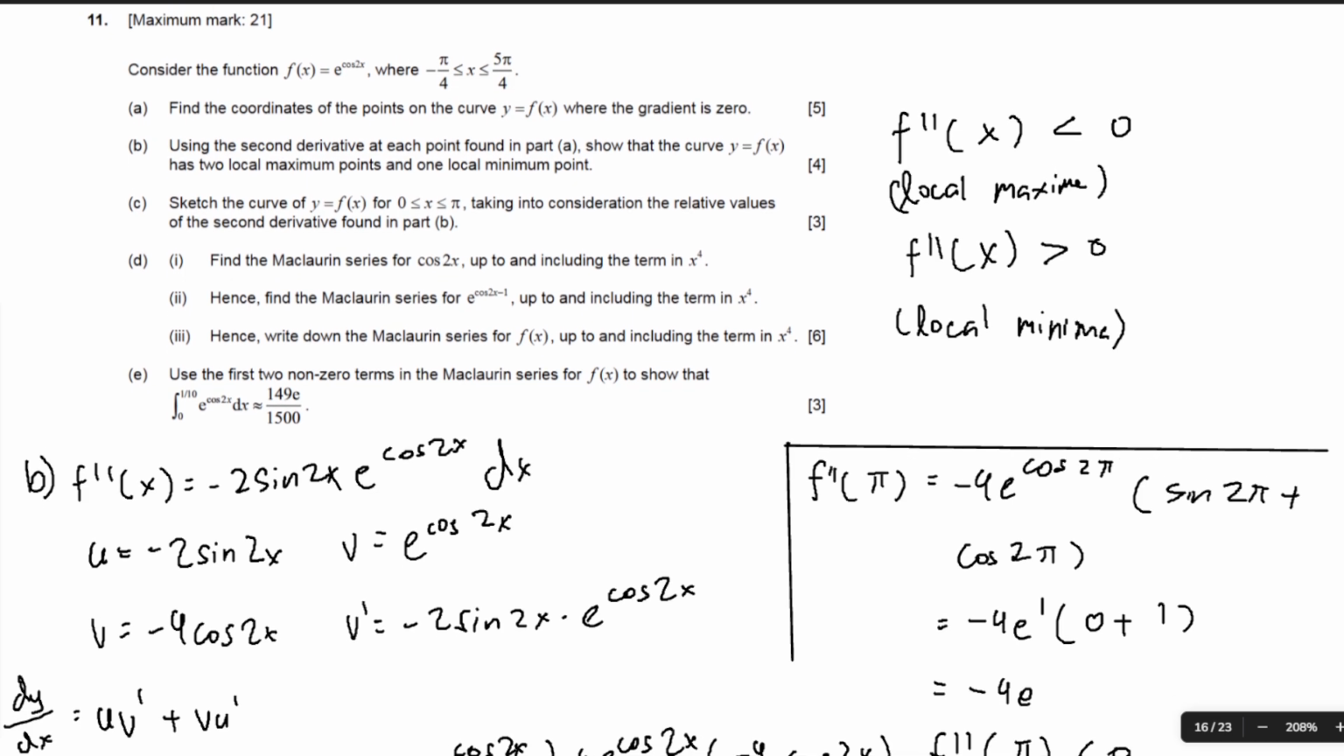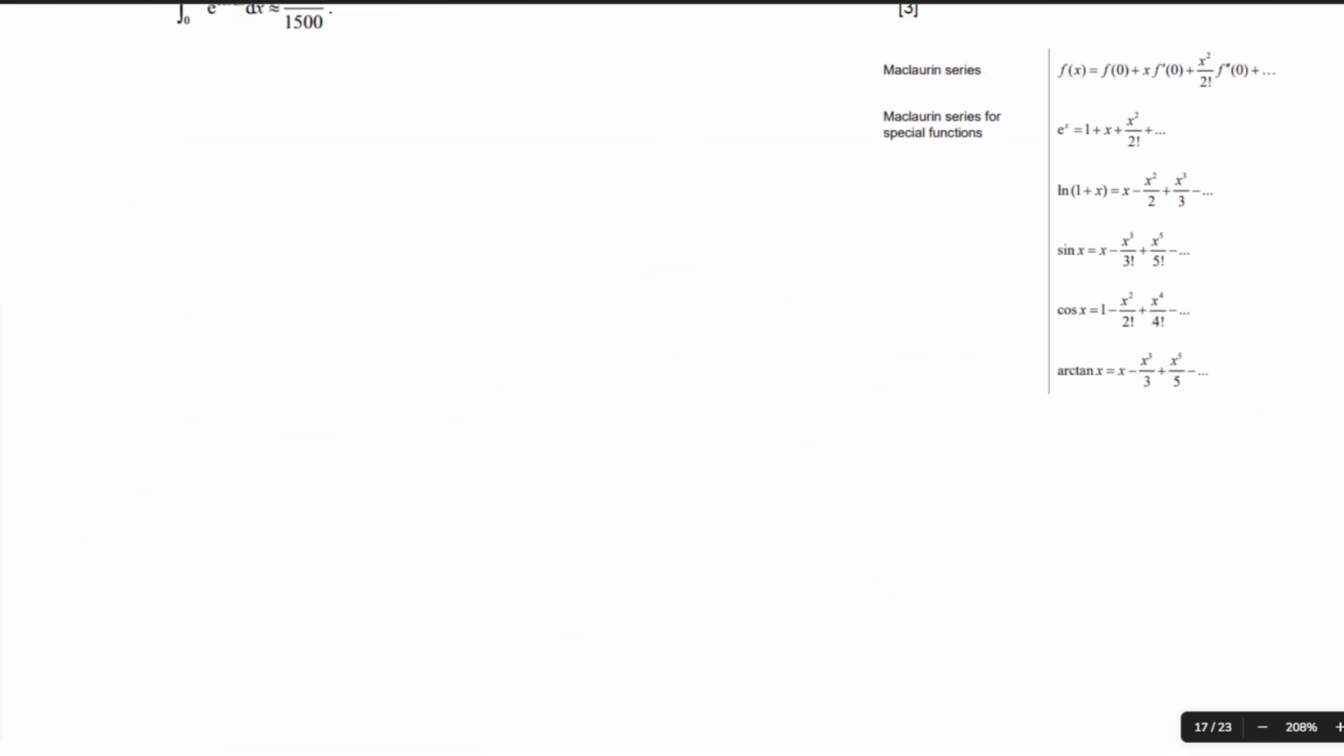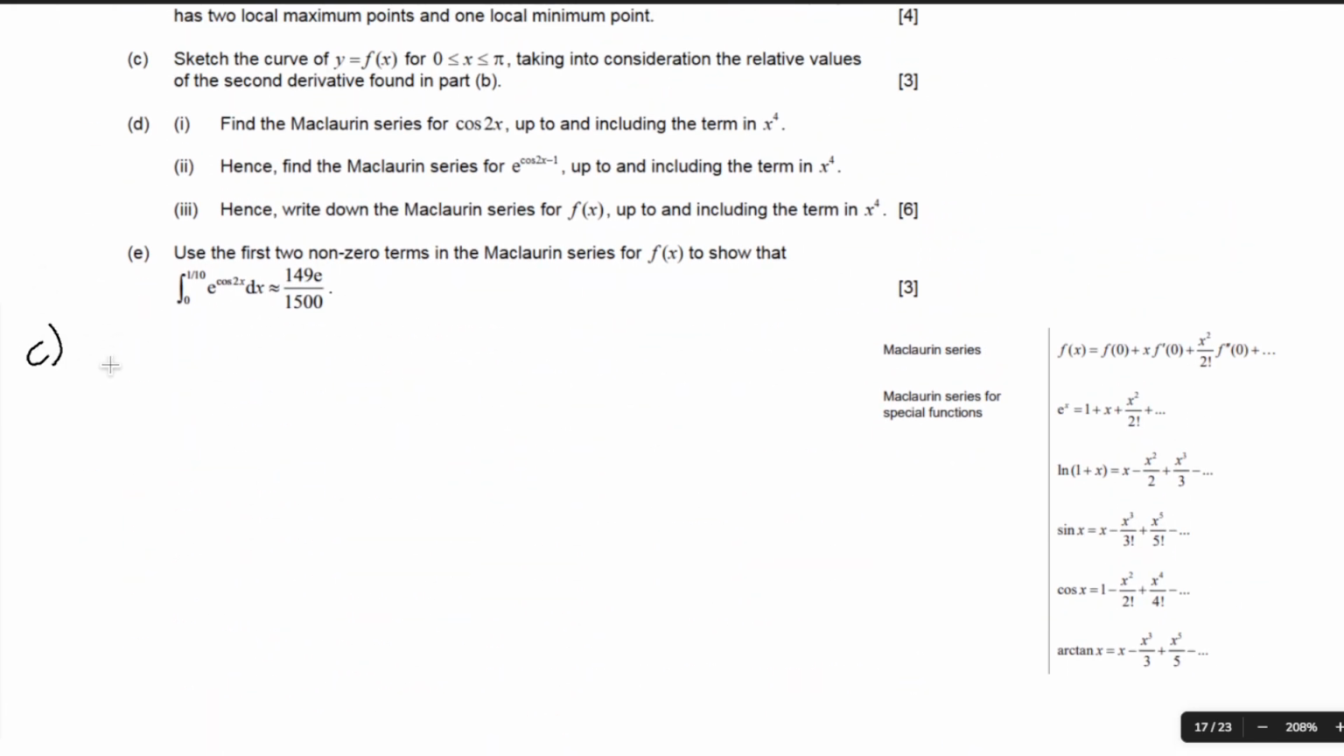Now we have to sketch the curve for y equals f of x for x between 0 and pi, taking into consideration the relative values of the second derivative found in part B. Okay, so for C, you should be given a graph paper, but for now I don't have one, so I'll just be drawing a rough graph. But you should actually use graph paper and make sure that all the points are valid and equal, okay?